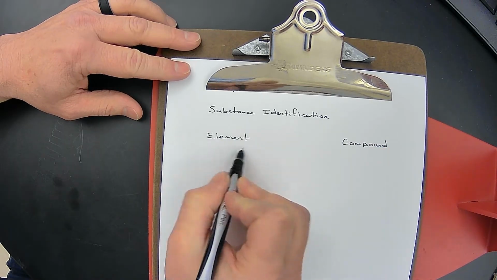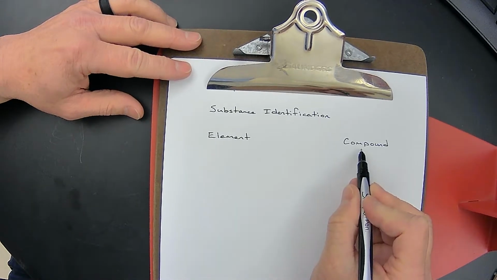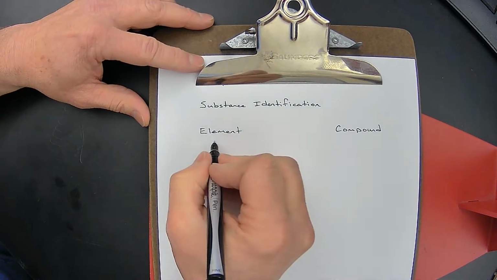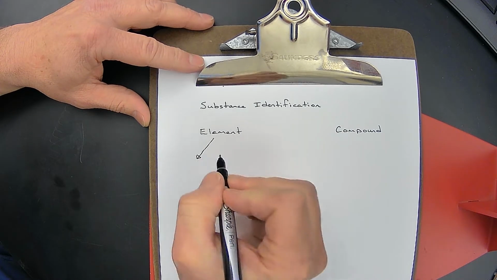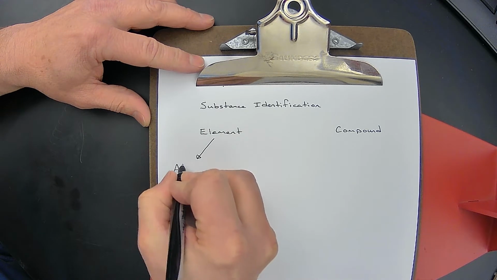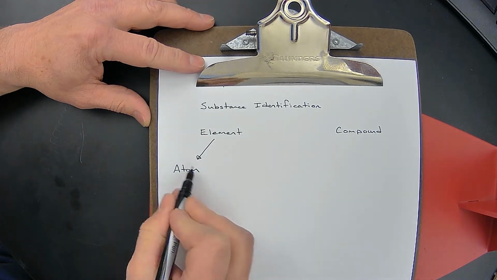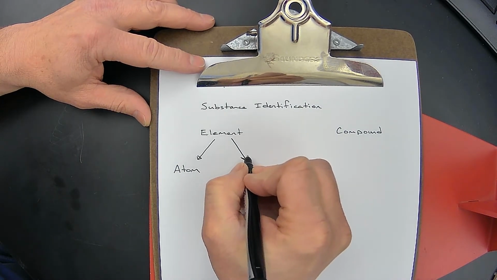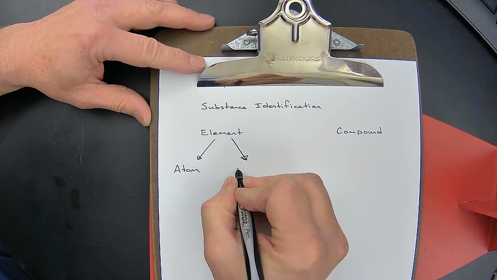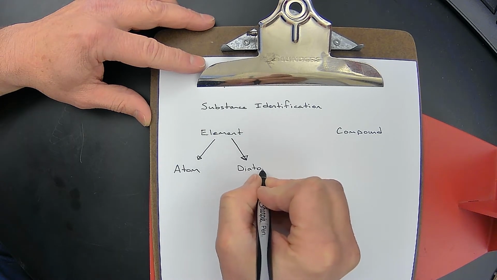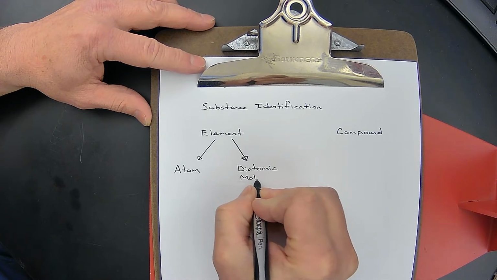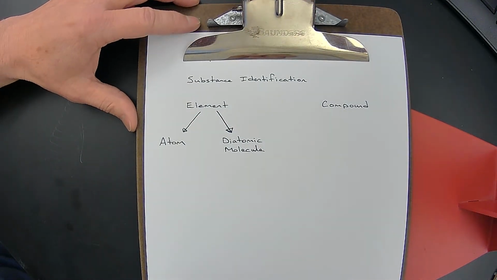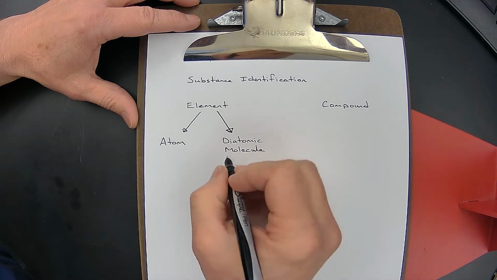An element is one type of atom. A compound involves two or more types of atoms. Now, if a substance is an element, it's either going to be categorized as simply an atom, in which case that atom is just simply by itself, or you may also have an element that is labeled as a diatomic molecule. Now, during the last unit, we learned about diatomic molecules and that there are 7 different diatomic molecules.